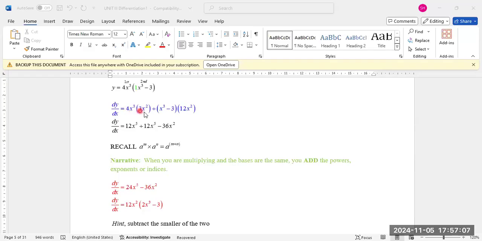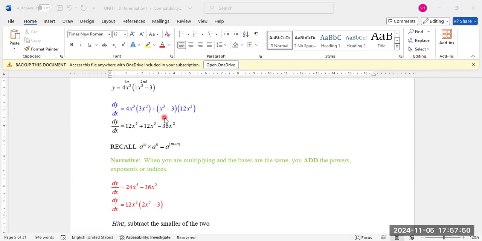4x cubed times 3x squared: 4 times 3 is 12, and x cubed times x squared is going to be equal to x to the 5th. See, I give you a recall here. The recall says once I'm multiplying and the bases are the same, I'm going to be adding my powers. x^m times x^n becomes x^(m+n). So because the x cubed and the x squared have the same base, I add 3 plus 2 and get 5. So 4 times 3 is 12, and that gives me 12x to the 5th power, which is here.